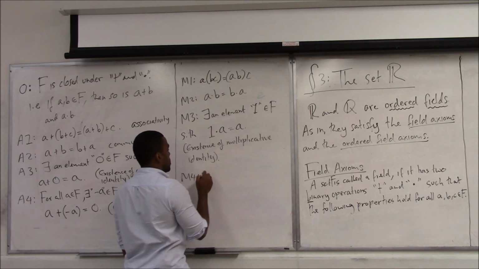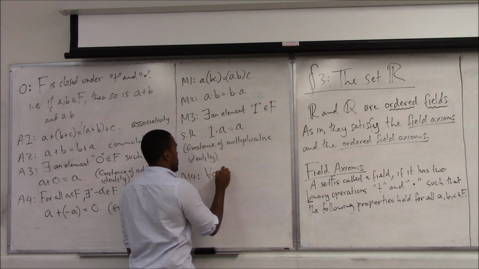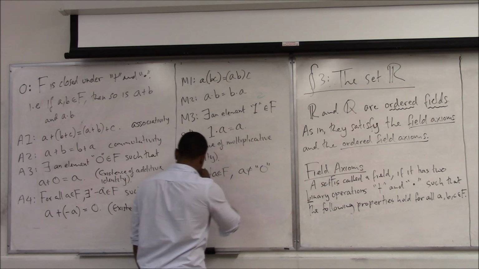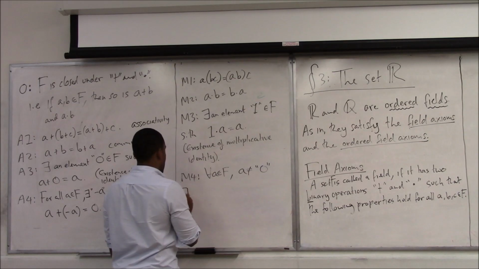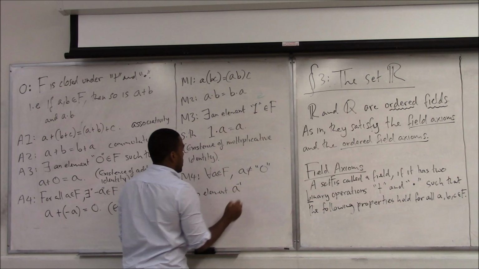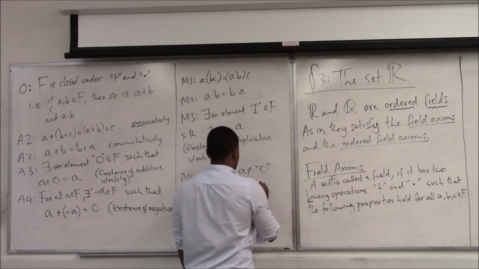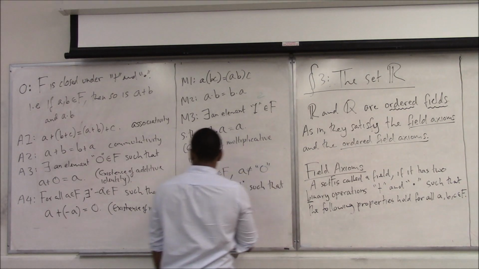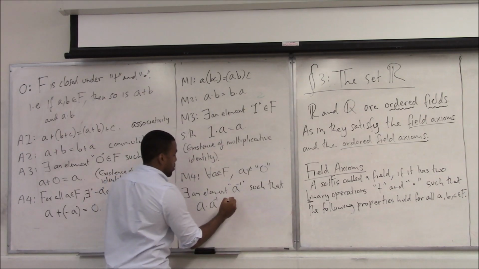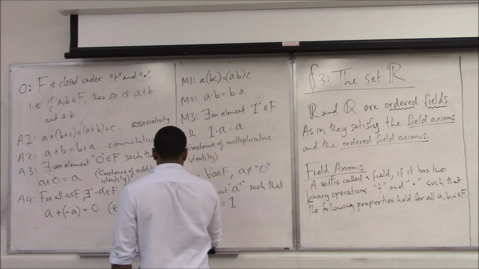And 4, for all A in F where A is not 0, there exists an element, A inverse as notation, such that if I take A and multiply by the inverse, I will get the multiplicative identity. This is the existence of multiplicative inverses.